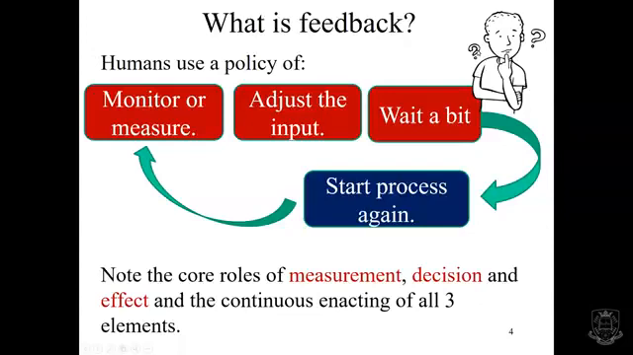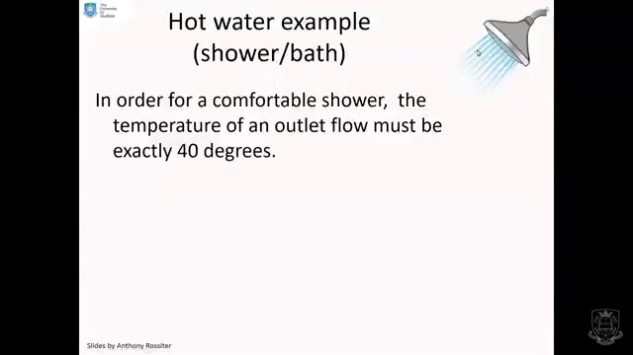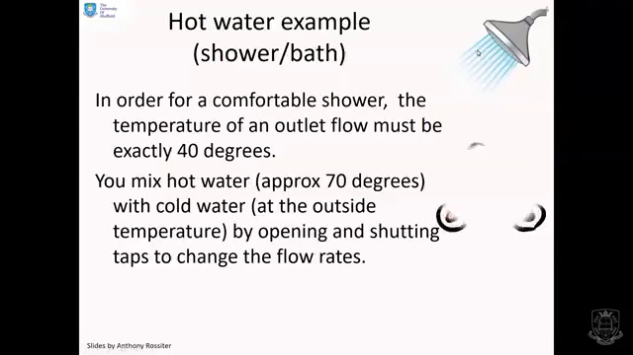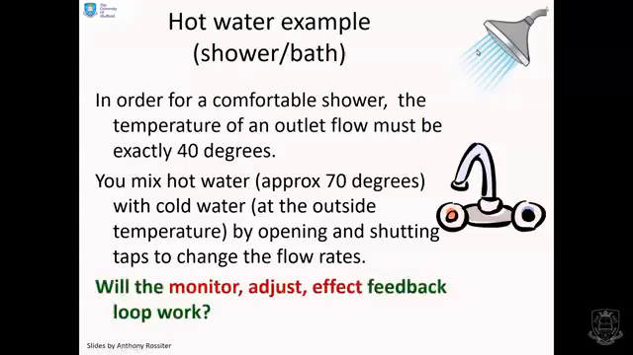So the core things we have happening here are measurement, decision or adjustment of the input, and effect. And we have a continuous enactment of all three elements. Let's try this then on the example of a shower or bath. In order for a comfortable shower, the temperature of an outlet flow must be around 40 degrees. So we're going to mix hot water at about 70 degrees with cold water at outside temperature by opening and shutting taps to change the flow rates. And the key question is, will the human method of monitor, adjust and wait, will this feedback loop work?